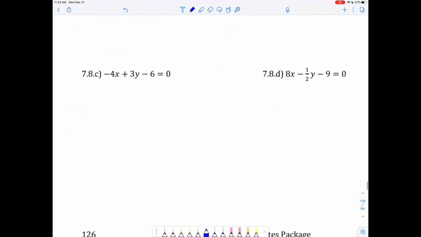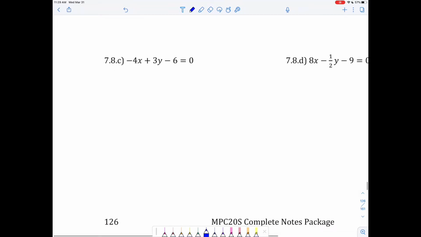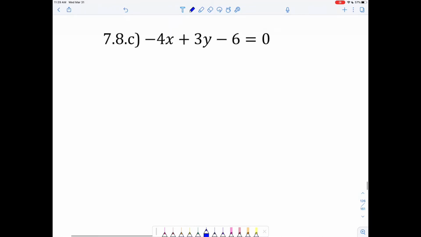Look at the last two. Take a look at your own. See if you could try these by yourself. Wonderful. You just did that. I'm so proud of you. Okay, taking a look here. Ooh, we've got everything on the left-hand side. Our coefficients are all integers. They all have a GCF of 1.